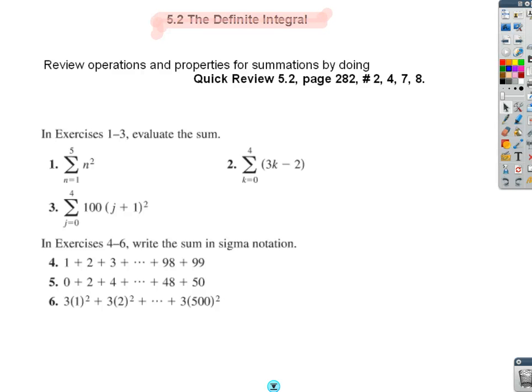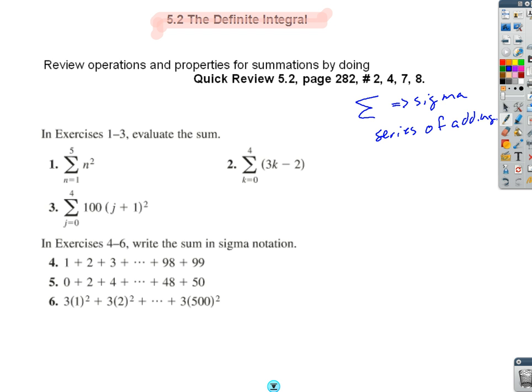Ready to go? Section 5.2 about the definite integral. One of the things that we need to talk about is a new notation, and you may have seen it before. It's called sigma. So let me write that out here. When you see this, the way we say it is sigma. And sigma notation means a series of adding. And it's really not too difficult.